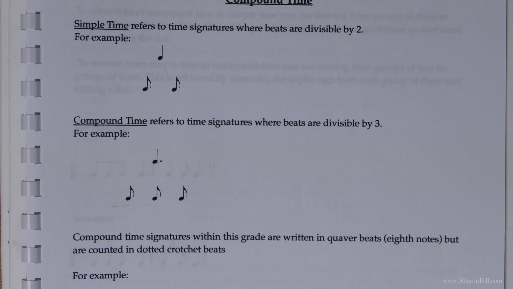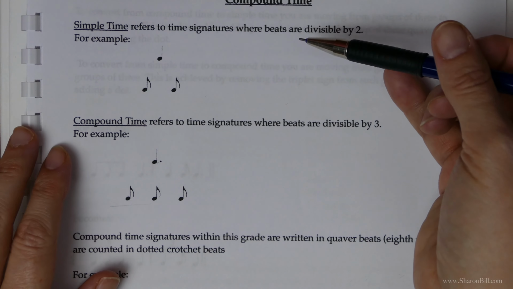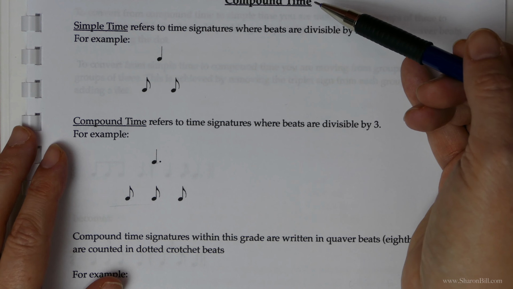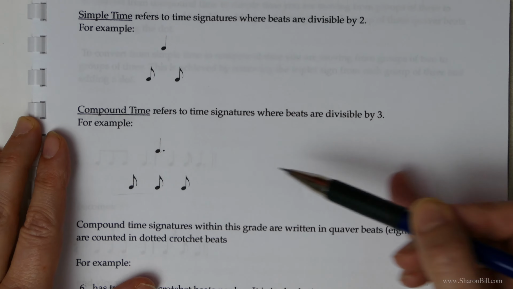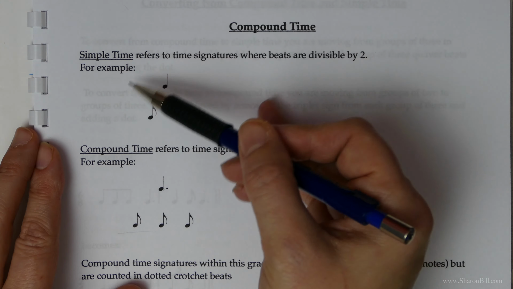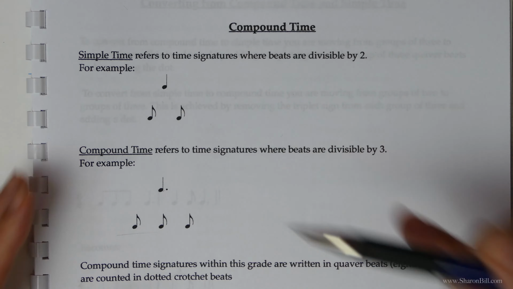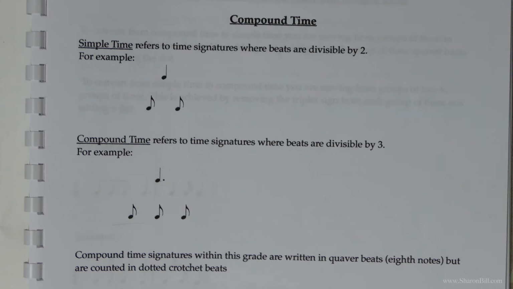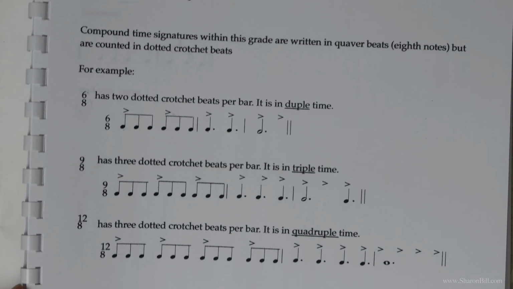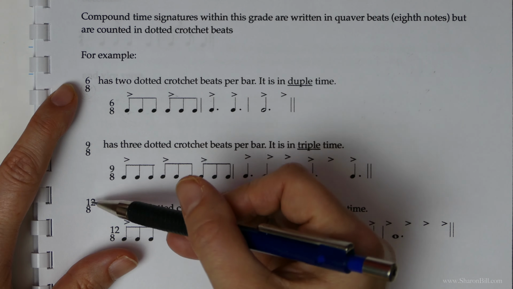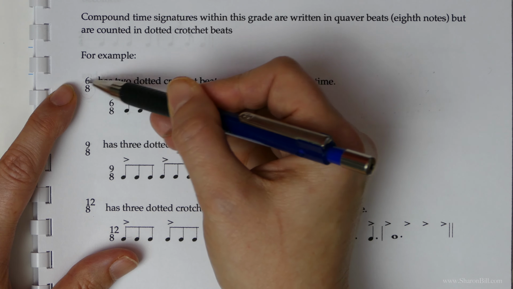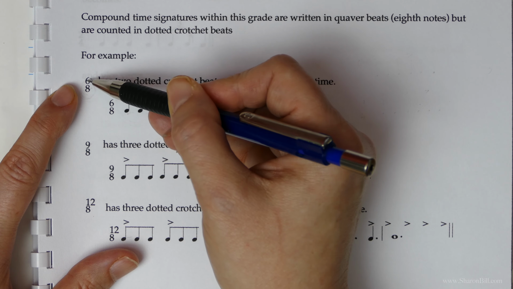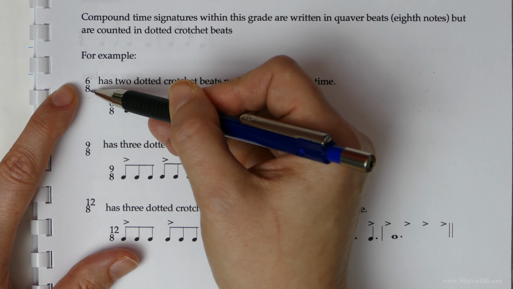So let's just spend a moment looking at this new subject of compound time. Compound time refers to time signatures where the beats are divisible by 3. Up until now, we've only dealt in simple time where everything's divisible by 2. The new time signatures that you'll be dealing with are 6/8, 9/8 and 12/8. Now this bottom number 8 means that we are counting in quaver beats or eighth notes. So there are 6 eighth notes per bar or 9 eighth notes, 9 quavers per bar.